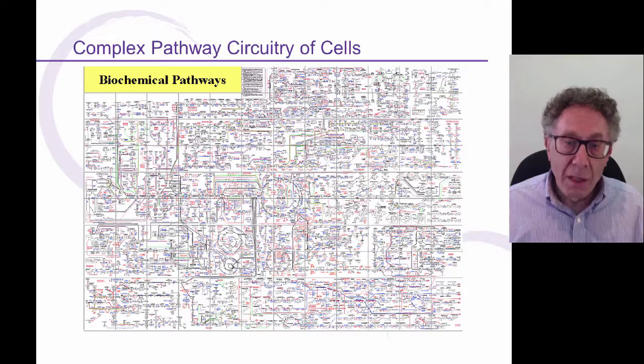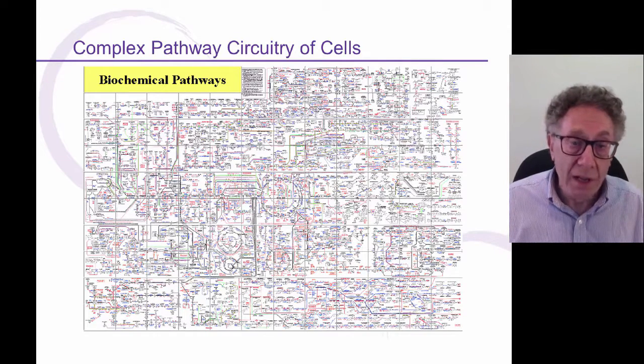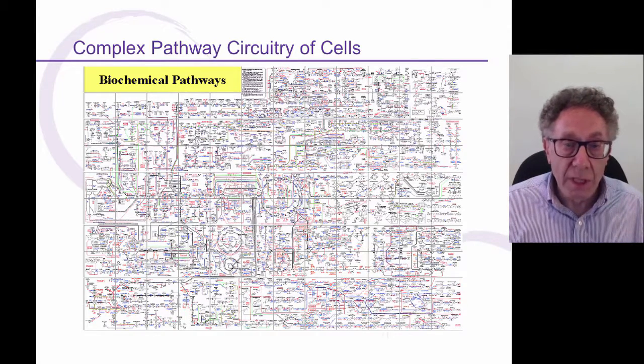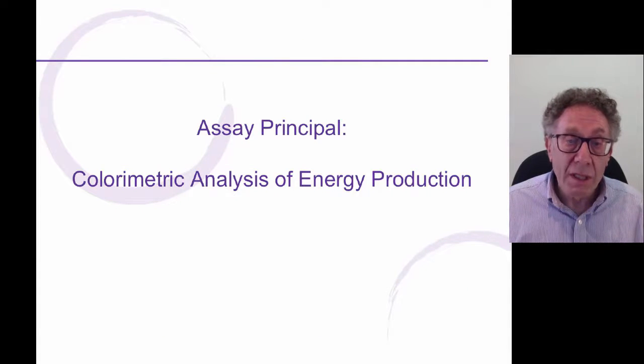So this is a typical wall poster or a picture, or what I think is a typical image that we all have in our brain of what's going on in the cell, a cell model, so to speak. And cells have lots of pathways that are interacting, and it's just incredibly complicated. And at first blush, it seems like an impossible task to try to make measurements of the various pathways that result in cell phenotypes. But actually, we've come up with a very simple way of doing this based on a simple assay principle, which is a colorimetric analysis of energy production.